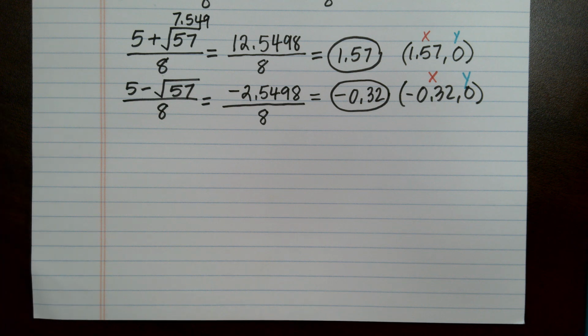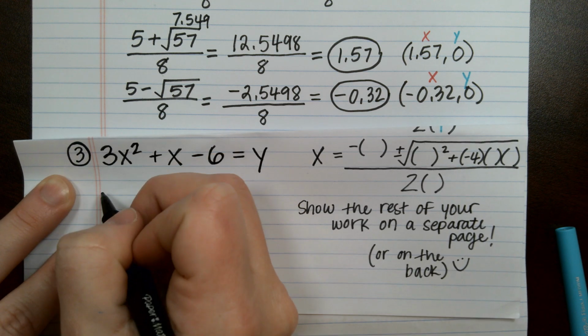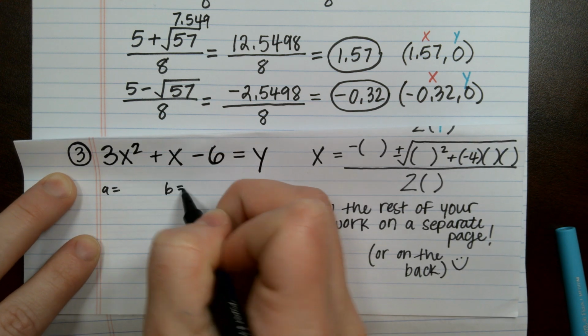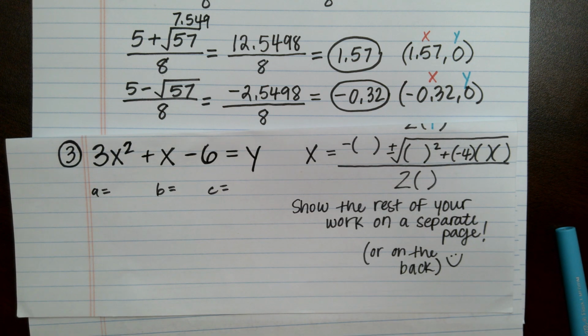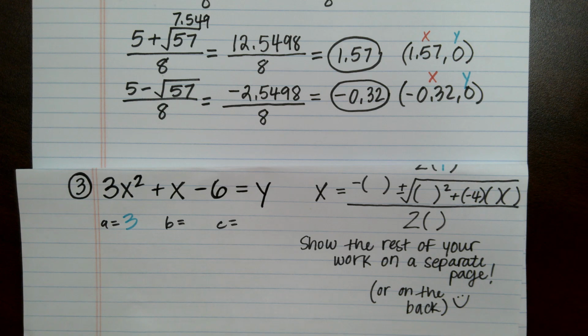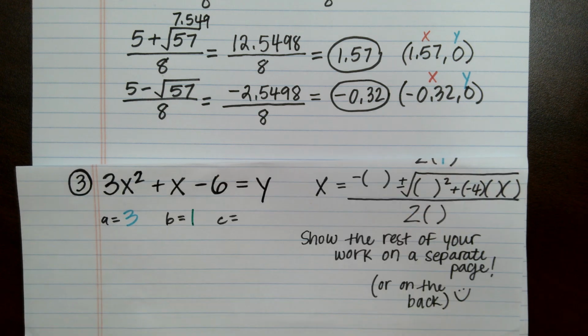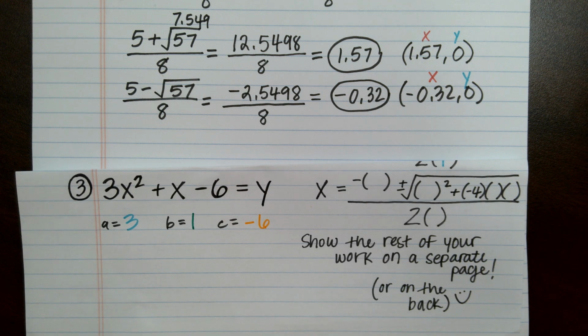Okay, so on number 3, I'm gonna just fold this in half. Number 3, we have 3x squared, plus x minus 6. I forgot to write a, b, and c. Sorry, guys. What's my a, my b, and my c? 3, 1, -6. Good. So 3 is my a, 1 is my b, -6 is my c.